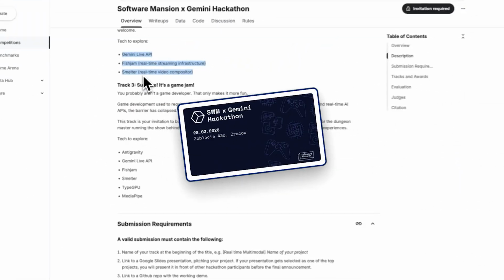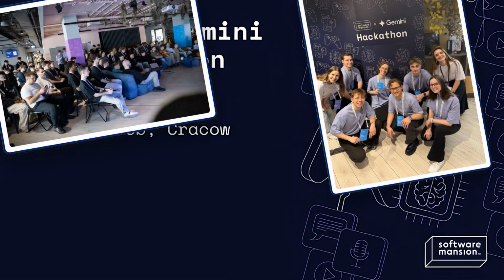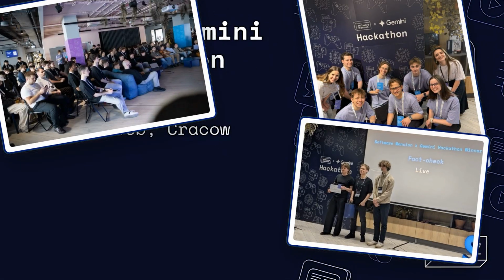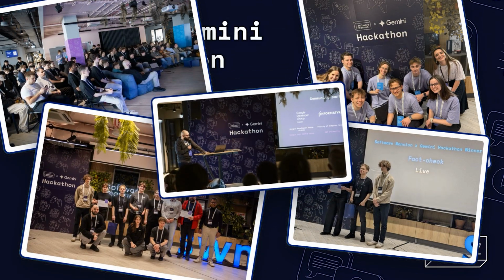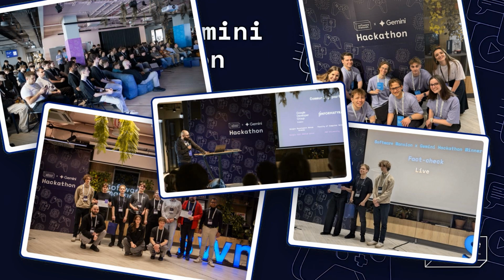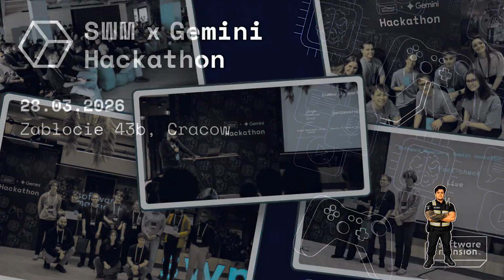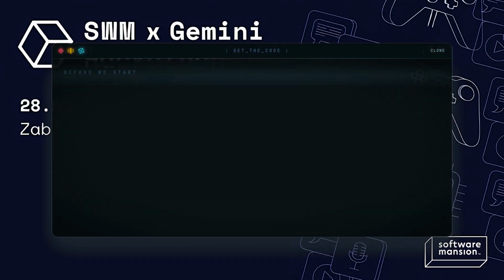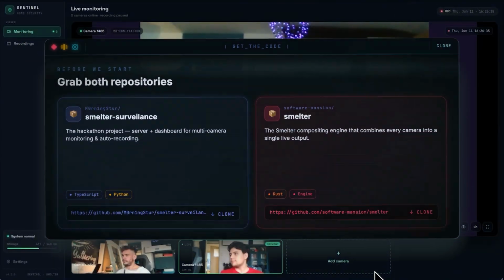Today, instead of generating something from a prompt, we're going to take an existing Smelter project. The one I picked comes from a hackathon organized by Software Mansion and Gemini earlier this year, where Smelter was one of the themes. It's a video surveillance app, a tool for monitoring multiple cameras and automatically recording incidents. The app was created by the already mentioned Patrick during the hackathon. Before we start, you can download the project repository and the Smelter surveillance repository from here.